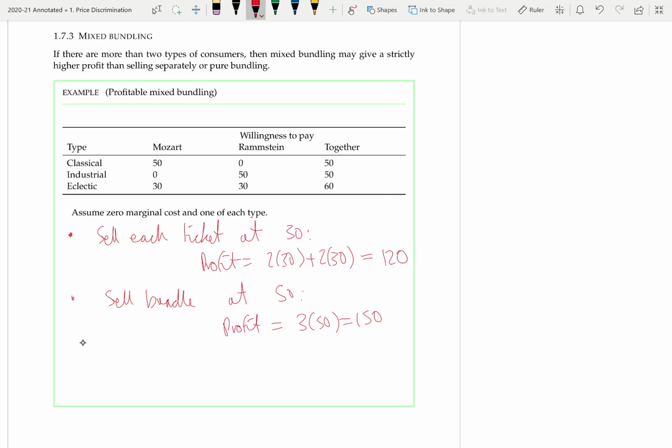What about mixed bundling? Mixed bundling is where they're offering the bundle of the 2 tickets, but also the 2 tickets separately. So what should they price these at? Well, if they price the ticket for Mozart at 50 and the ticket for Rammstein at 50 and price the bundle at 60, then they'll sell the Mozart ticket to the classical consumer, the Rammstein ticket to the industrial consumer, and the bundle to the eclectic consumer. We'll check that after we've calculated the profit.